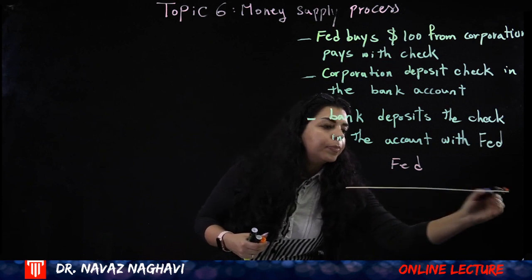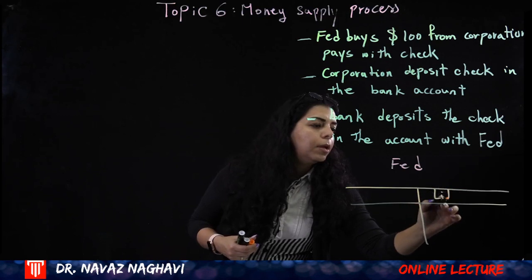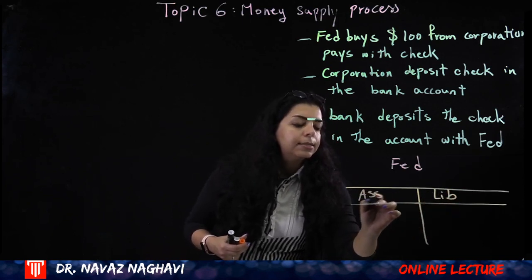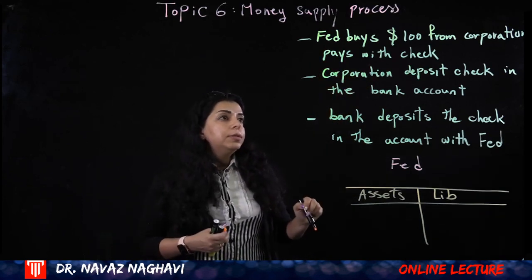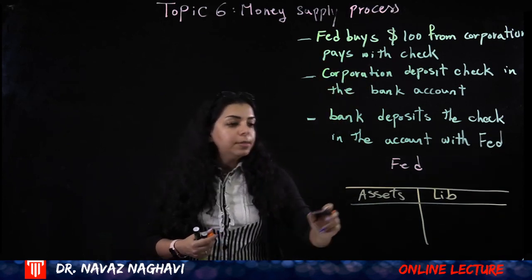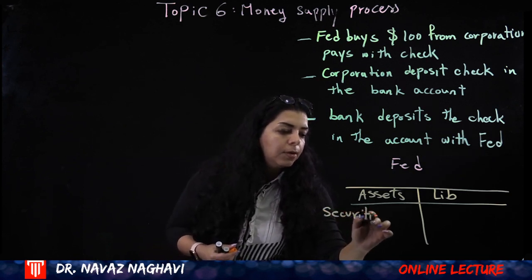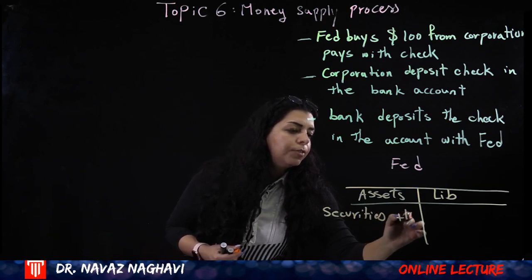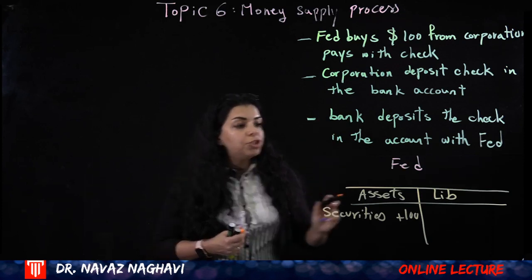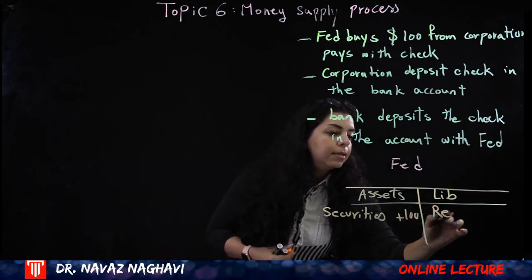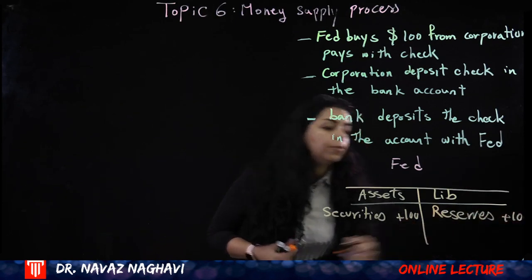Then I start with liabilities and then assets. So the Fed is buying the security from the corporation. Once it is buying the security, it means that the securities are increasing by 100 units. And then since it is paying the corporation with a check, it means that the amount of reserve is going to increase by 100 units.